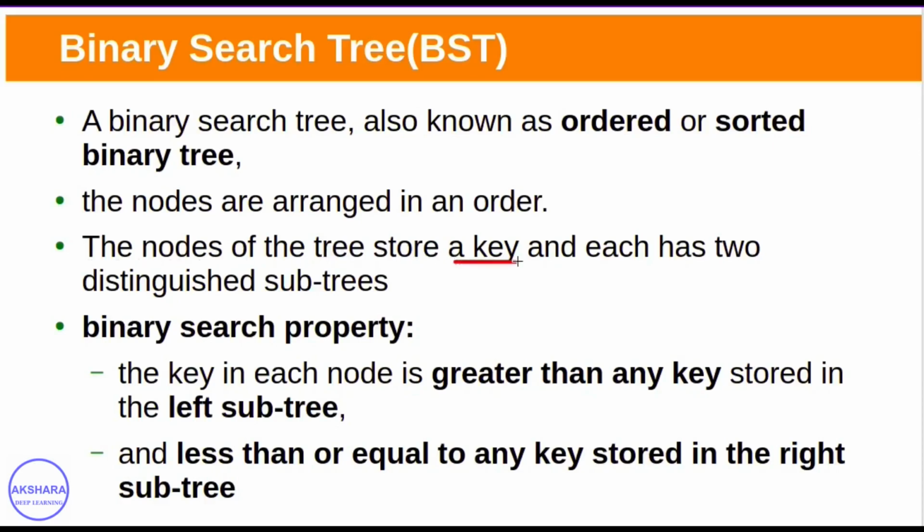In addition to the key, optionally we can have an associated value, and each node has two subtrees. The tree additionally satisfies the binary search tree property: the key in each node is greater than any key stored in the left subtree and less than or equal to any key stored in the right subtree.